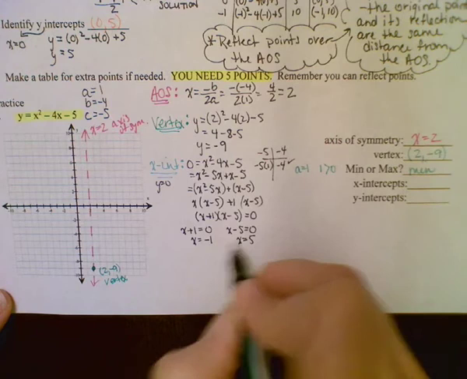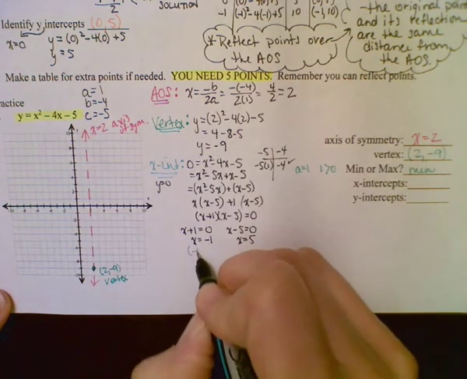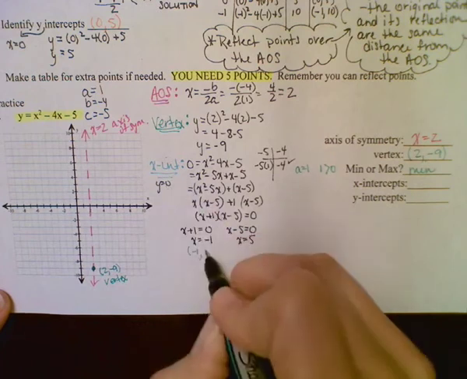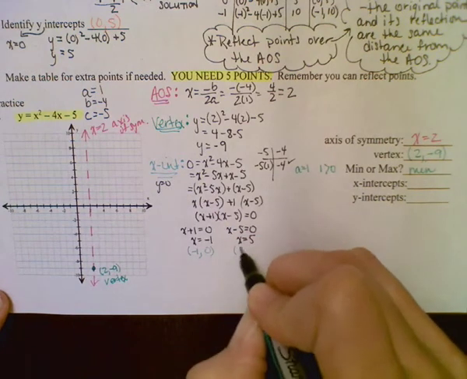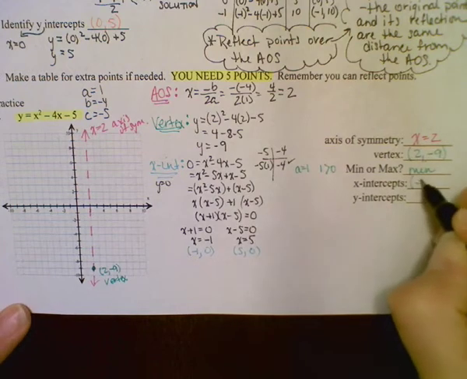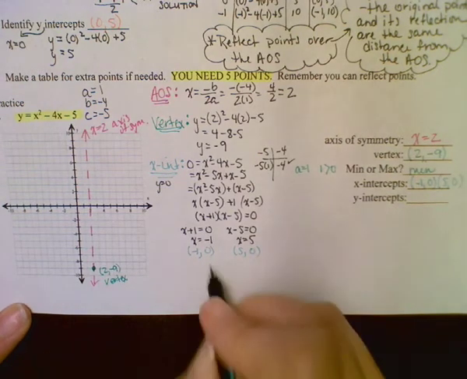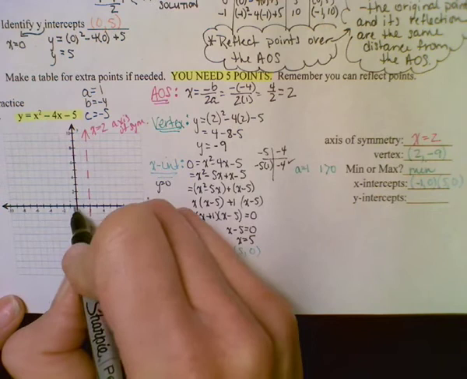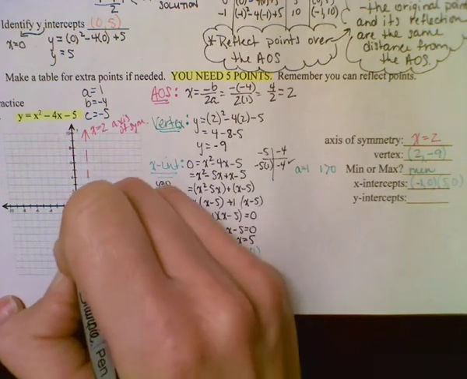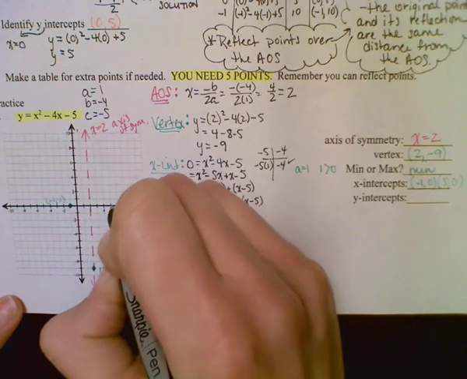Now that's going to give us 2 points, so we'll have 2 ordered pairs here. X is negative 1, where y was 0, and x is 5, where y is 0. So our x-intercepts are negative 1, 0 and 5, 0. And I can go ahead and plot those 2 points. So negative 1, 0 will be here, and 5, 0 will be here.